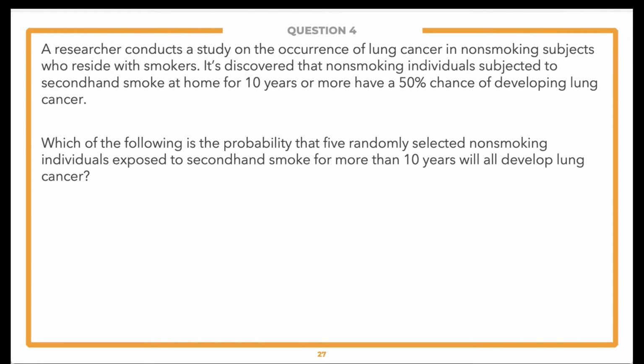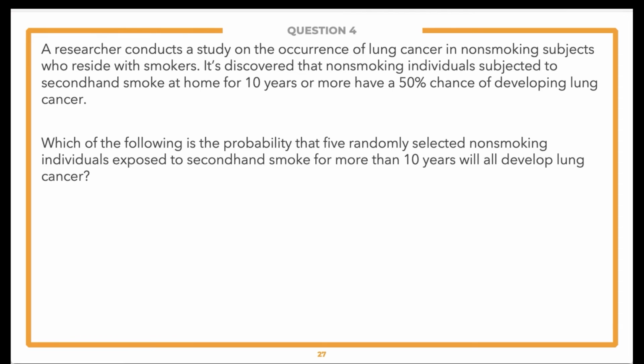And again, a pretty crisp vignette, and this is what I would consider a pretty long lead-in. We've got all those answer choices covered up as usual. So let's read the lead-in. Which of the following is the probability that 5 randomly selected non-smoking individuals exposed to secondhand smoke for more than 10 years will all develop lung cancer? Okay, so there you go. That's lots of things going on within that lead-in. So understanding what you're going to be looking for, let's read the vignette.